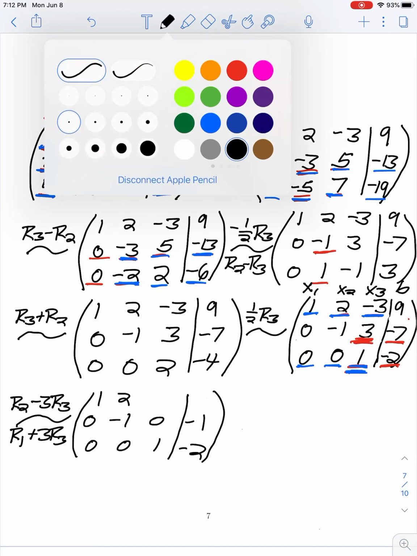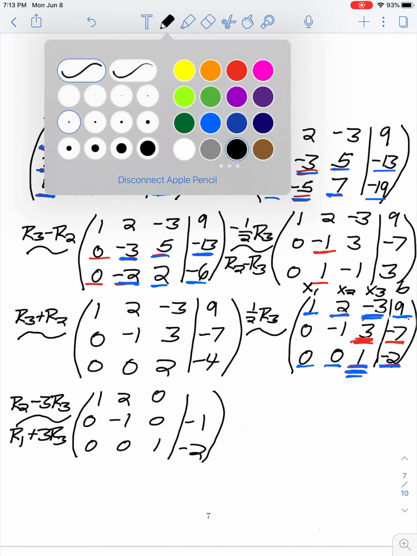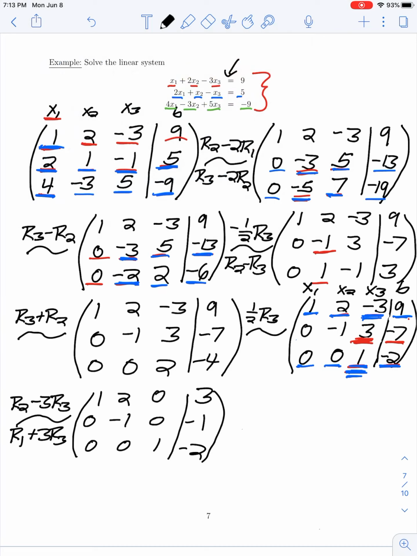And then my 1 times a +3 adding to the -3 gives me a 0 for the x3 coefficient in my first equation. And performing that same operation on the constants, let's see what we get. So we would have 3 times -2 is -6 plus 9 gives us a +3.